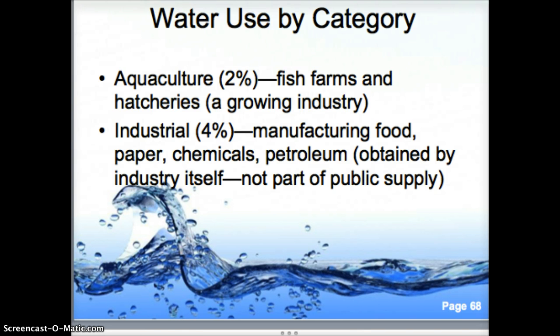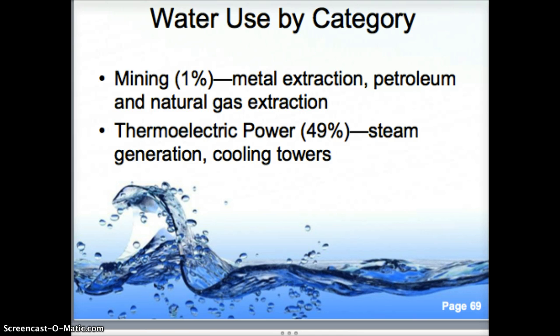Industrial is 4% of the total. This would be anything from manufacturing food, paper, chemicals, and this is water that is not included in that public supply area. This is where the industry itself obtains water. So maybe they have a plant that's located along a river or a lake, and they draw in the water from that surface water, or they have their own well system on site. Mining is metal extraction, petroleum and natural gas as well. In this region, we hear a lot of talk about the Marcellus gas wells. They do use an extensive amount of water in the drilling and production of that natural gas, so in this region, in western Pennsylvania, that percentage is probably on the increase.